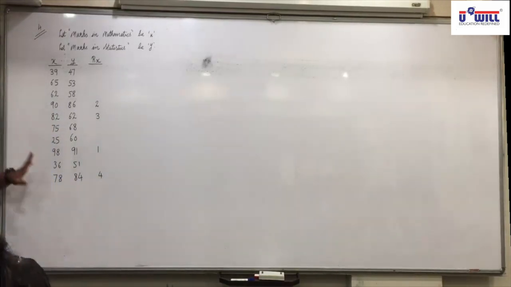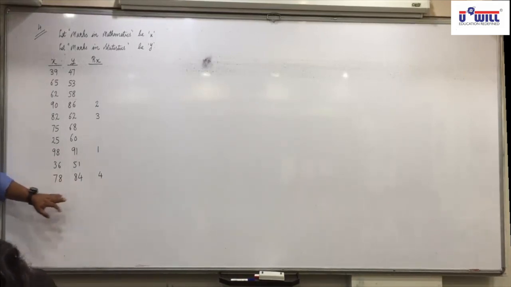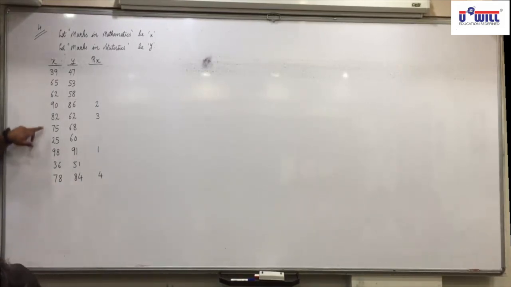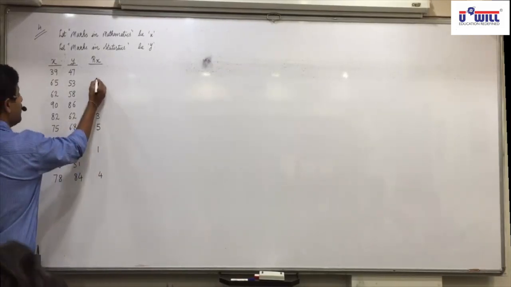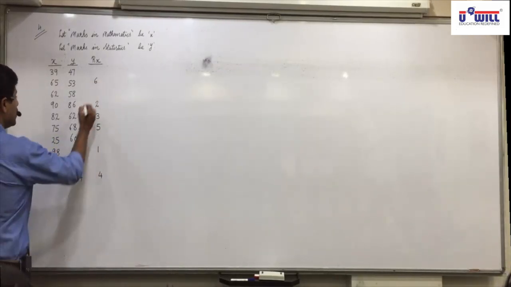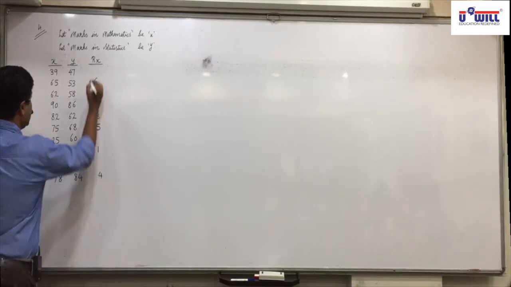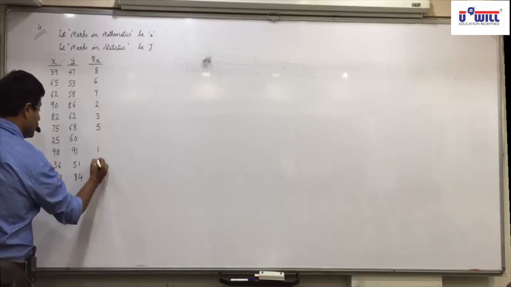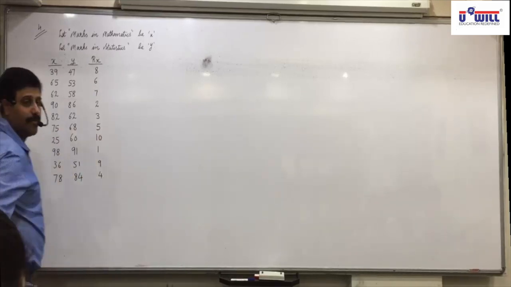Raise your hand who is not able to understand the ranking. All are able to follow? After 78, who will get fifth rank? 75. Sixth? 65. Seventh? 62. Eighth? 39. Ninth? 36. 10th? 25.